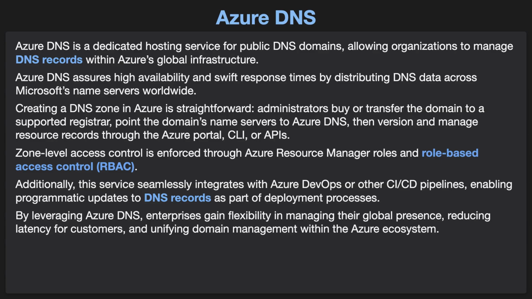Zone-level access control is enforced through Azure Resource Manager roles and role-based access control, RBAC. Additionally, this service seamlessly integrates with Azure DevOps or other CI/CD pipelines, enabling programmatic updates to DNS records as part of deployment processes. By leveraging Azure DNS, enterprises gain flexibility in managing their global presence, reducing latency for customers, and unifying domain management within the Azure ecosystem.